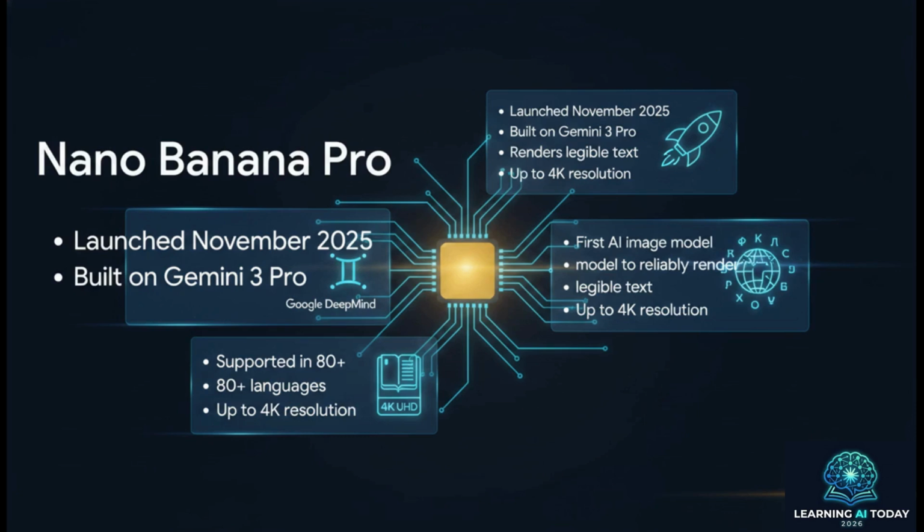Because it's built directly on Gemini 3 Pro, it is the very first image model to reliably render perfectly legible text straight into the visual itself. Plus, it flawlessly supports over 80 languages, and get this, it outputs in jaw-dropping 4K resolution. It's not just spitting out decorative art anymore, it is building real, usable, data-accurate slides.